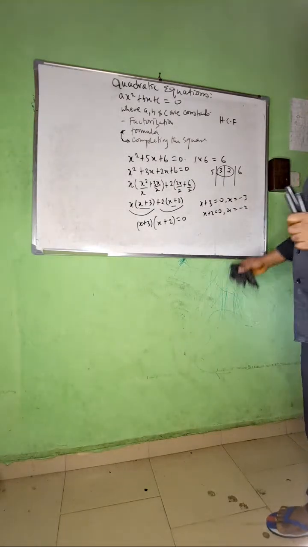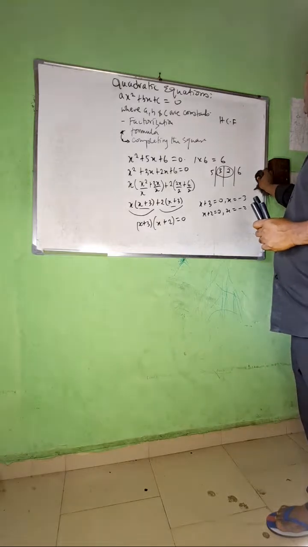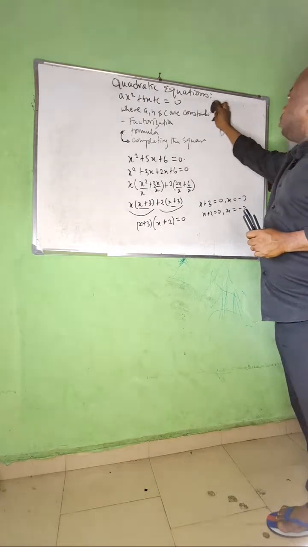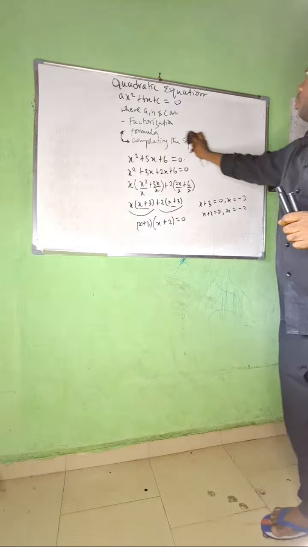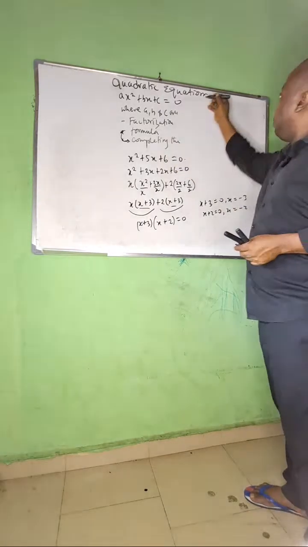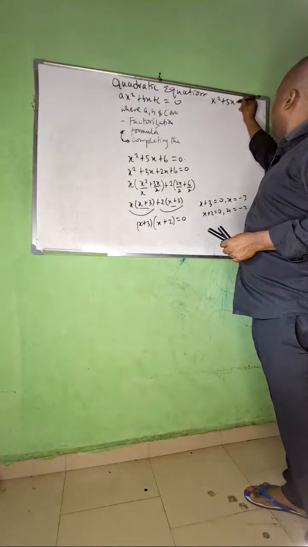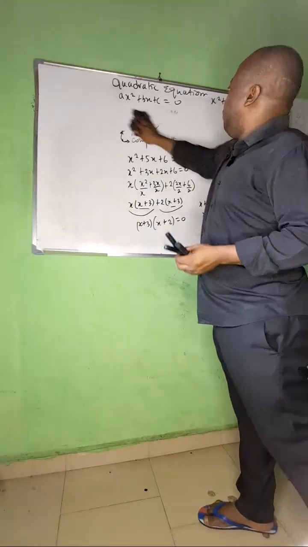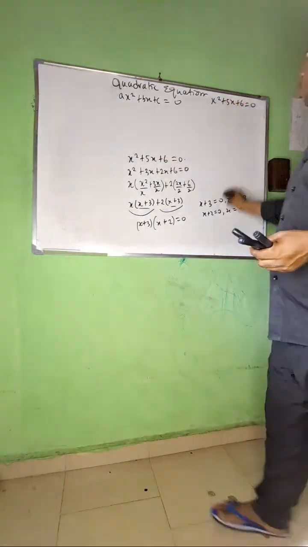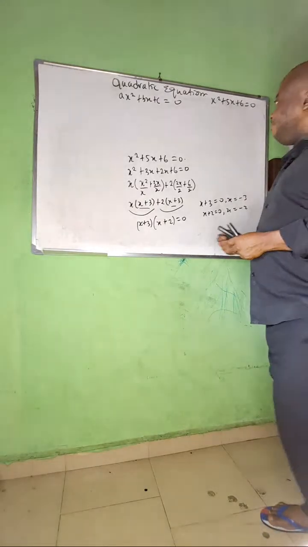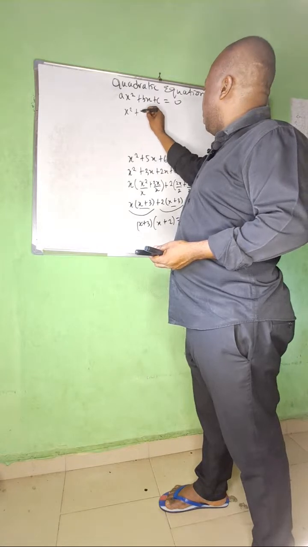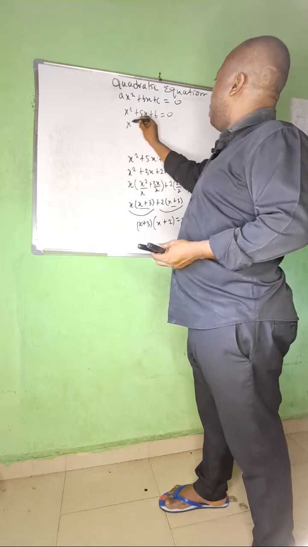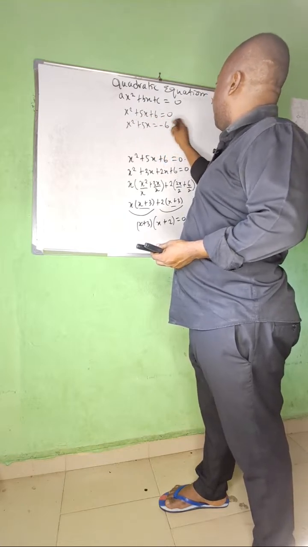Now we use the completing the square method. I wipe here and write this problem again. First we've used the factorization method, we use now the completing the square method. Now, x squared plus 5x, I rearrange this, and I will have x squared plus 5x equals negative 6.